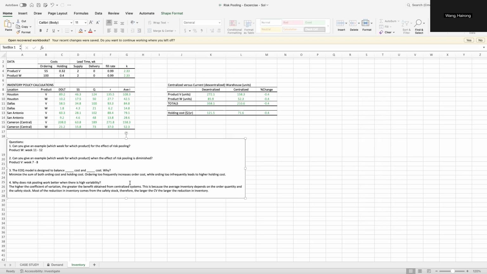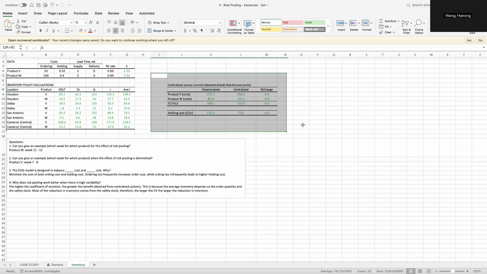All right, then that's all for the case study for risk pooling. Please make sure to know how to calculate these quantities here and the quantities here, because we may have some very similar questions to this one in the coming exam too. All right, that's all for this lecture.